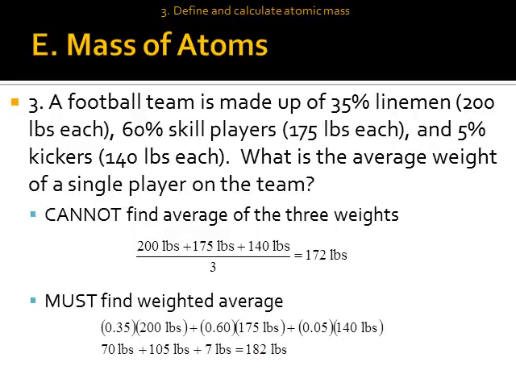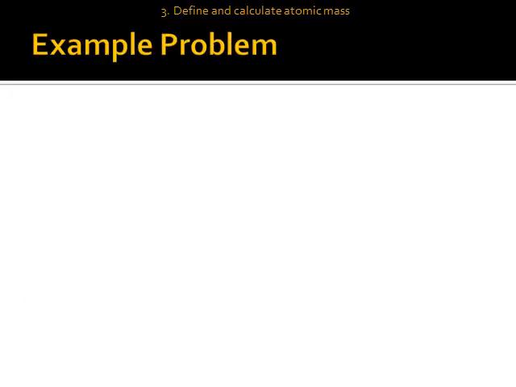Note when we find a weighted average, there is no division by the number of numbers here, not like a regular average. So I'm not going to take 182 and divide it by 3 because there's three values there. That doesn't exist in weighted average. So let's look at how this applies to calculating an atomic mass.